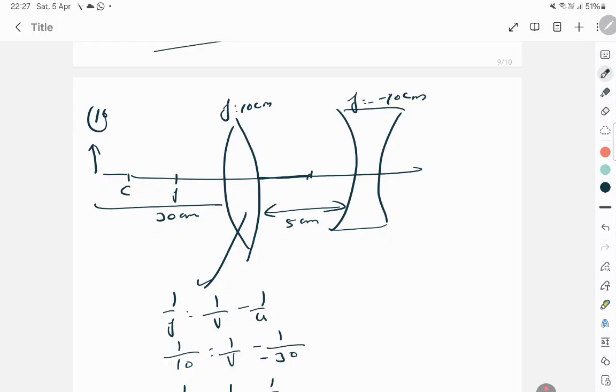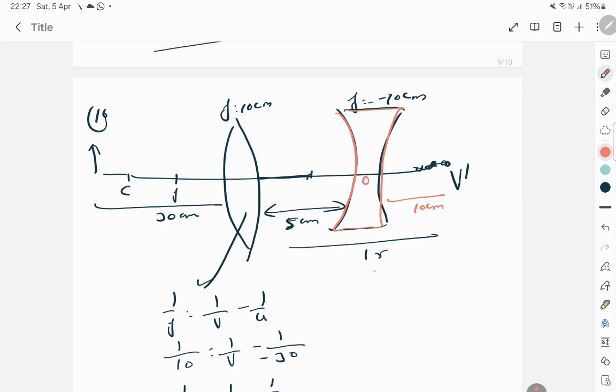Plus 15, this itself is 5. So 15 means it's going to be formed somewhere on the right side of this concave lens. It's 5 plus 10, 15, so you're getting somewhere here. And that's going to serve as an object for the concave lens now. And what will be that distance? 15 minus 5, so that V dash will be 10 centimeter to the right side of the optic center, so it's going to be positive.